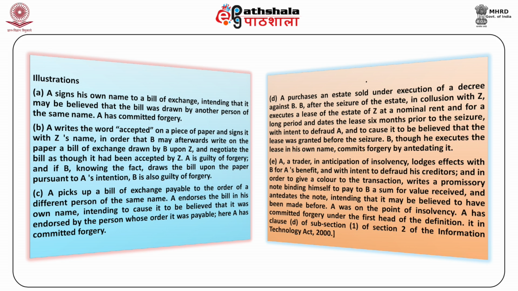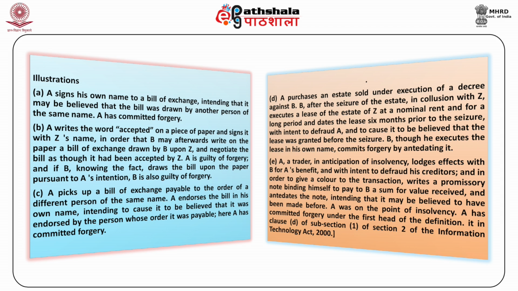A writes the word "accepted" on a piece of paper and signs it with Z's name in order that B may afterwards write on the paper a bill of exchange drawn up by B upon Z and negotiate the bill as though it had been accepted by Z. A is guilty of forgery, and if B, knowing the fact, draws the bill upon the paper pursuant to A's intention, B is also guilty of forgery.